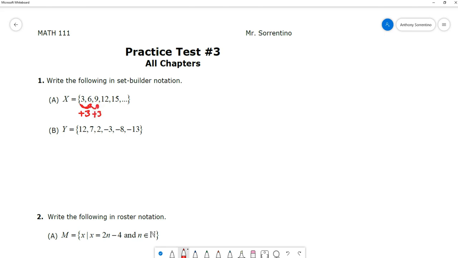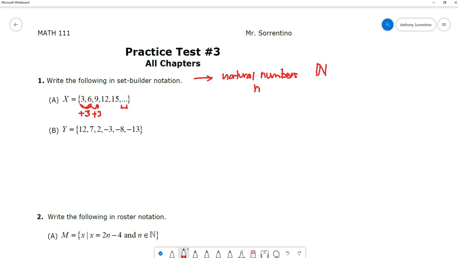So all these are going to be multiples of 3, and I am giving an indication right here that this set does go on forever and ever and ever. And when we do set builder notation, we tend to make use of the natural numbers, which is usually signified with a fancy looking N like that. And sometimes, as far as a variable goes, we use the letter n, lowercase n, to represent a member of the natural numbers.